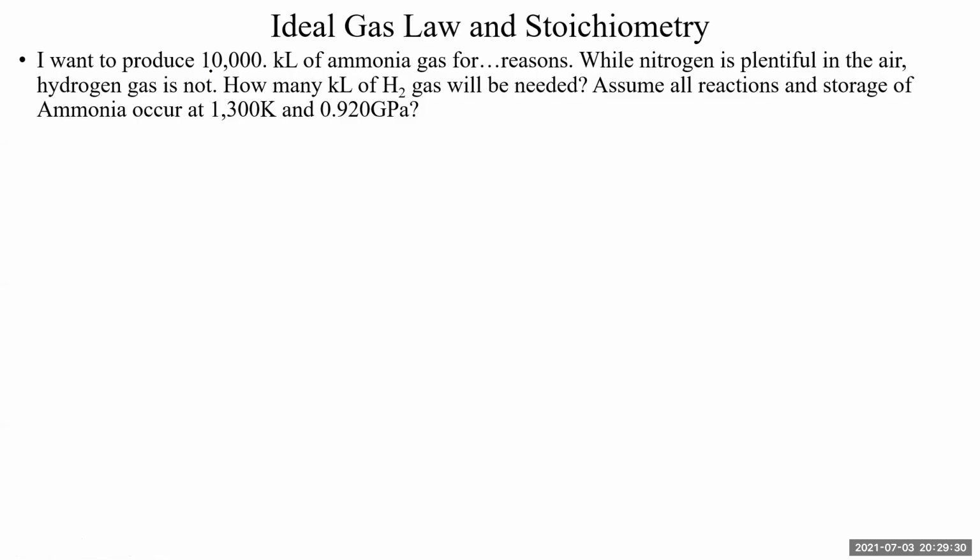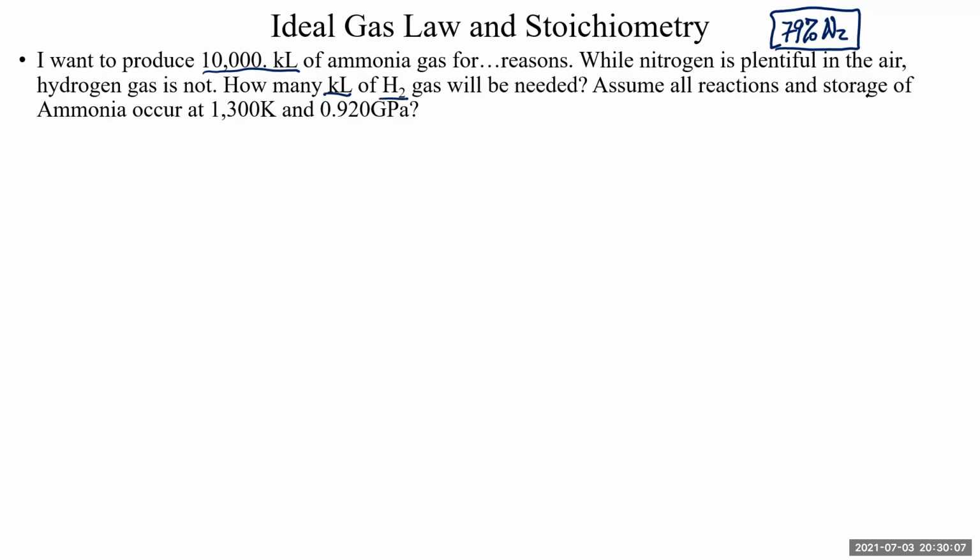So I want to produce 10,000 kiloliters of ammonia for reasons. While nitrogen is plentiful in the air, so I'm not going to worry about nitrogen because 79% of our atmosphere is nitrogen. I want you to remember that to be a well-informed human being, member of the human race on Earth. You should know what the composition of the air you're breathing is. Hydrogen gas is not so common on Earth. So we're going to have to worry about hydrogen here if we want to make some ammonia out of nitrogen and hydrogen. How many kiloliters of hydrogen gas will be needed?